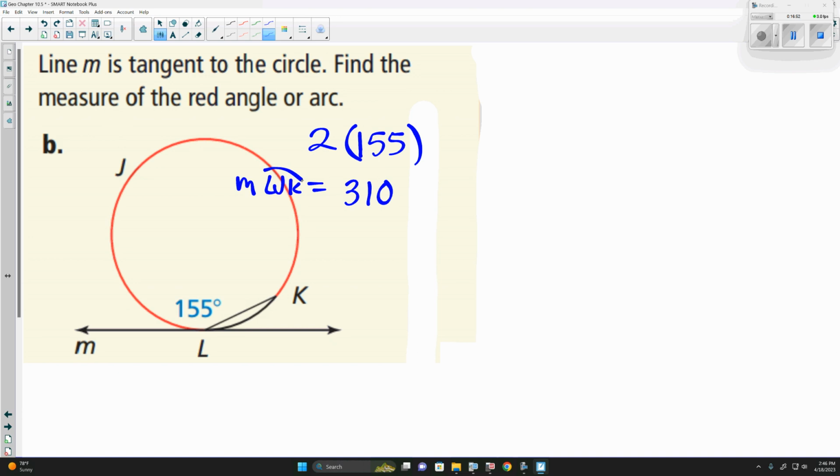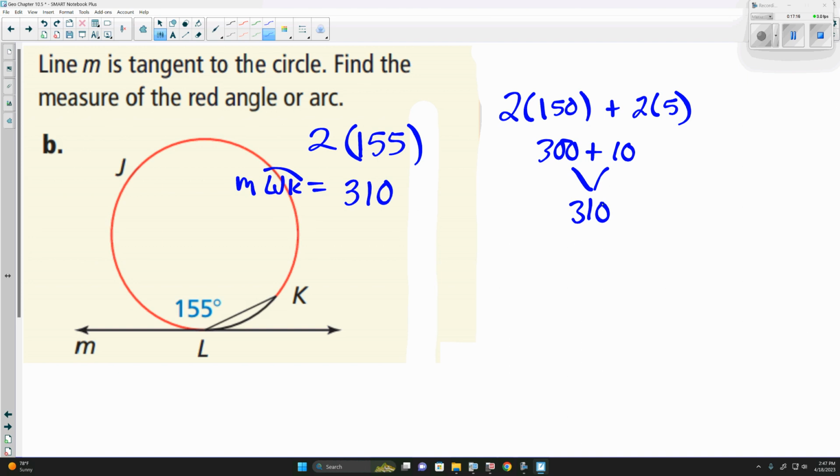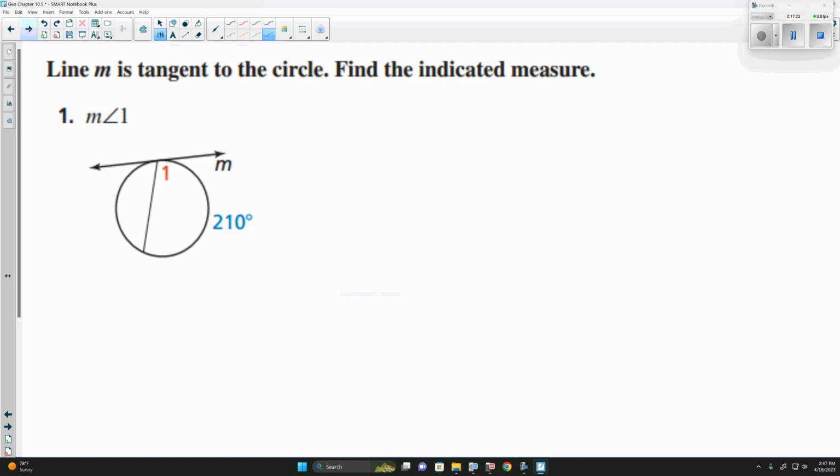Yeah, or what we did with 150. Because I took a number that I know I can double easily and then added the 5 to it. Essentially, I just did 2 times 150 and then added to it 2 times 5. So this is 300, that's 10. So it gives me 310. Do we feel comfortable with this here?